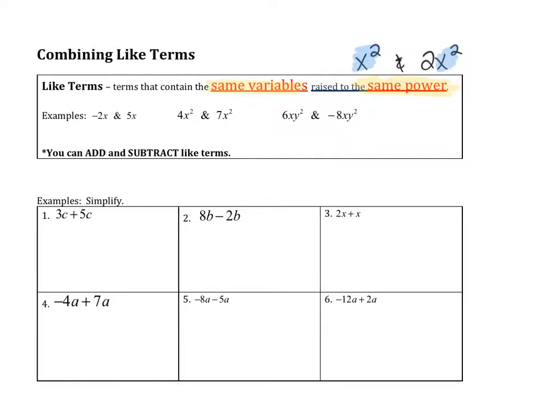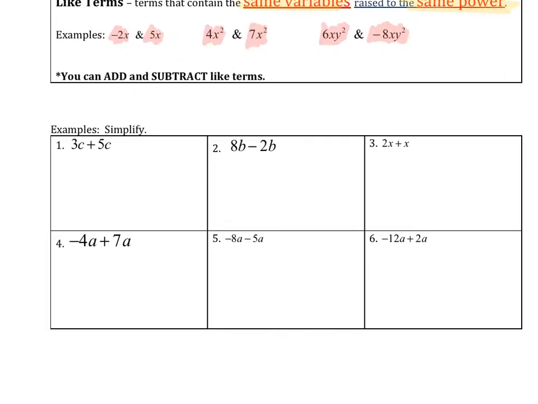So look at your examples that they give you here. They say 2x is a like term with 5x, 4x squared and 7x squared are like terms, and 6xy squared, sometimes they'll combine 2 and 1, and -8xy squared are like terms because they both contain an x and they both contain a y to the second power. And then it says that you can add and subtract like terms, so you can always add and subtract like terms. So let's look at our examples.